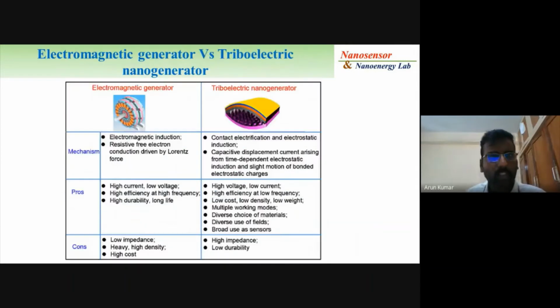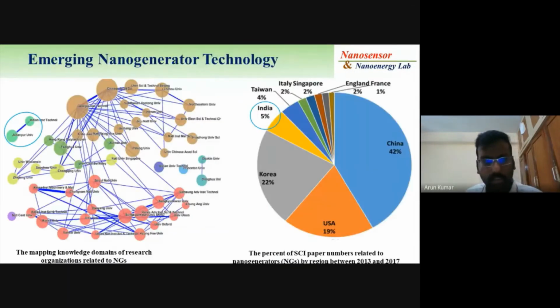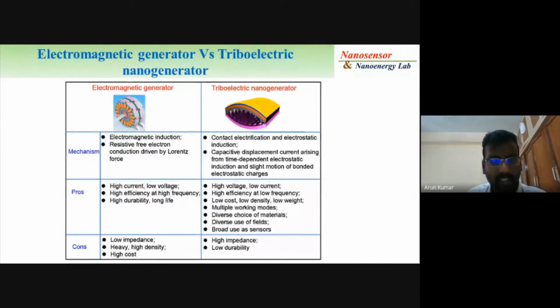This is just a comparison between an electromagnetic generator and a triboelectric one. Here this is a low impedance device and this is a high impedance device. The instrument that you use to measure the electromagnetic generator is not suitable to get a perfect output. You need a high impedance device to measure a triboelectric nanogenerator.